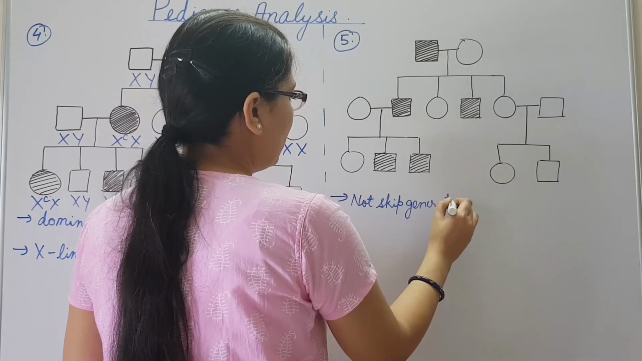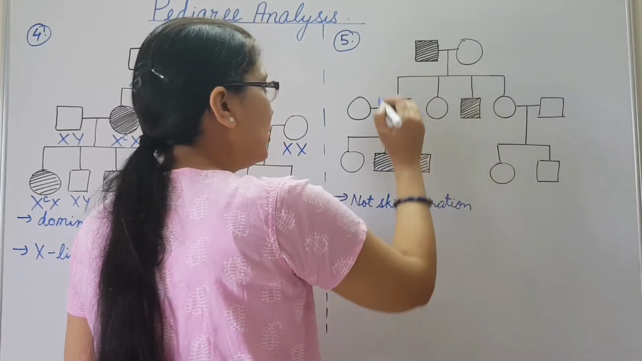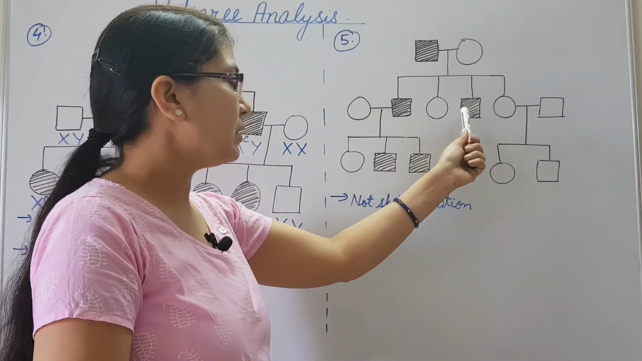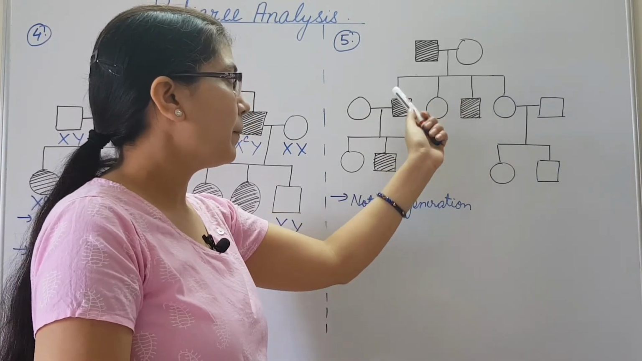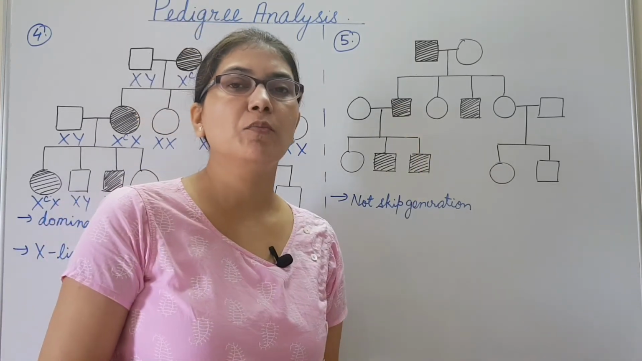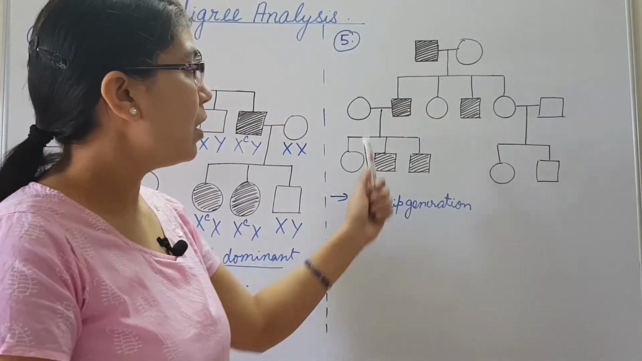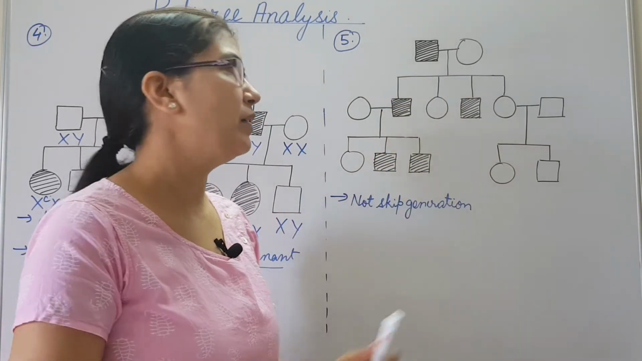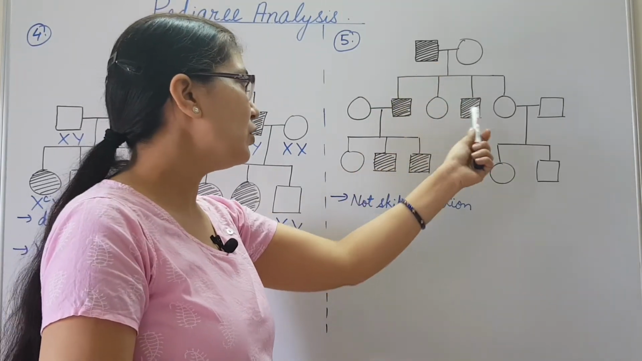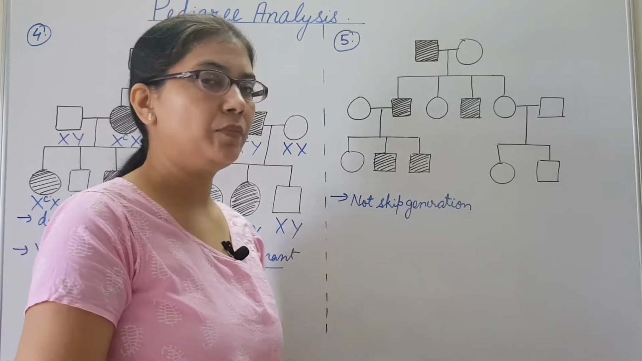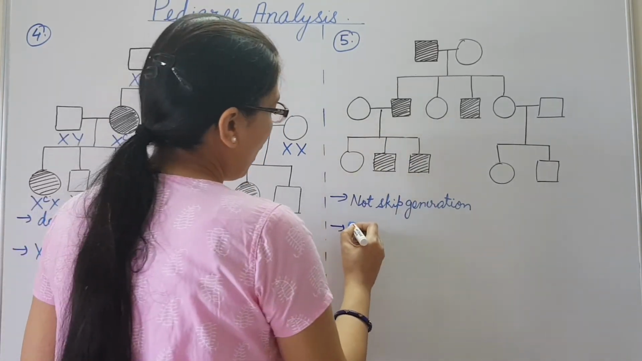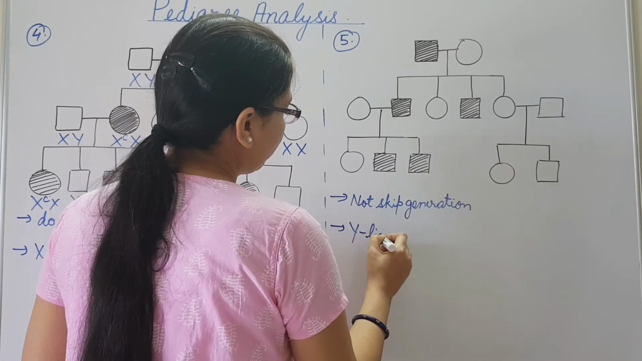Also, we see that in each generation, the male is affected. All the males have one X chromosome and a Y chromosome. All the sons receive the Y chromosome from their father, in the second generation and here also. That means it may be due to Y-linked genes.